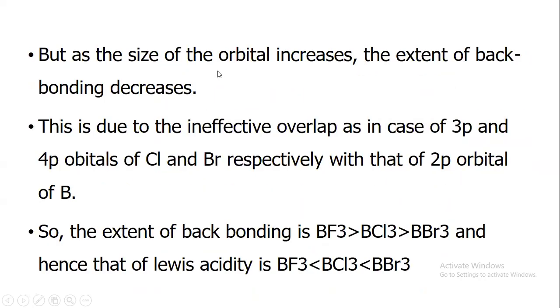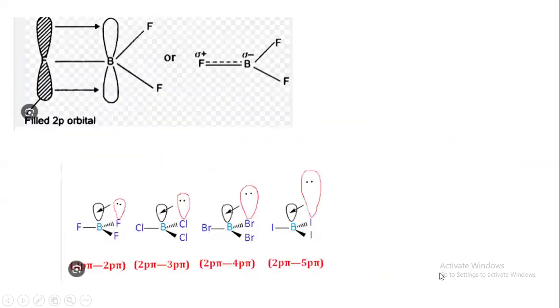But as the size of the orbital increases, the extent of back bonding decreases. This is due to the ineffective overlap, as in the case of 3p and 4p orbitals of chlorine and bromine respectively, with the 2p orbitals of boron. So the extent of back bonding decreases from boron trifluoride to boron trichloride to boron tribromide, and hence the Lewis acidity increases in this order.